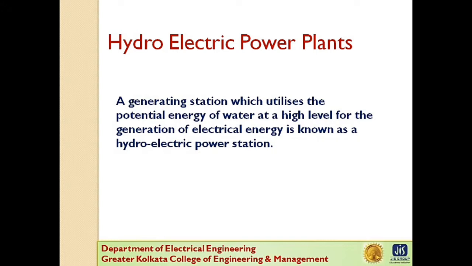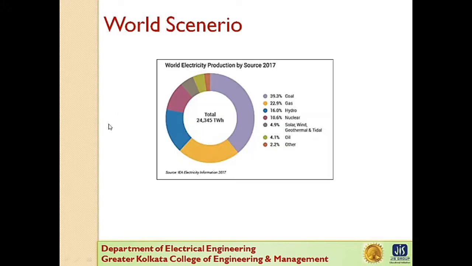Now, however, when constructed in lowland rainforest areas, where part of the forest is flooded, there can be environmental impact. The world scenario: this picture is collected from IEA Electricity Information 2017, and this is a chart of world electricity production by sources. And here we can see that in 2017 the electric power generation from hydroelectric power plants is 16%.